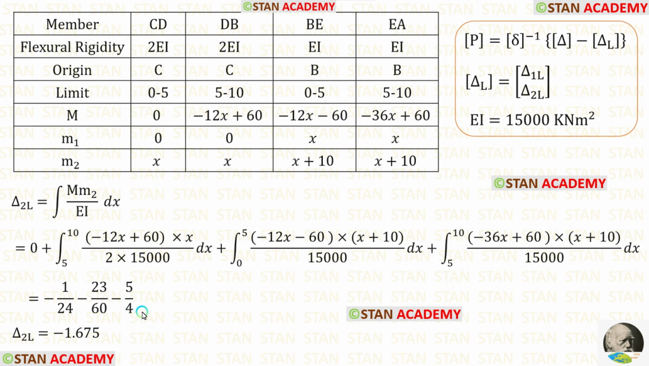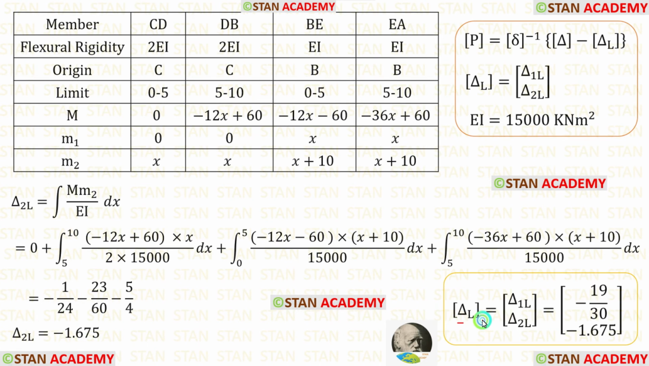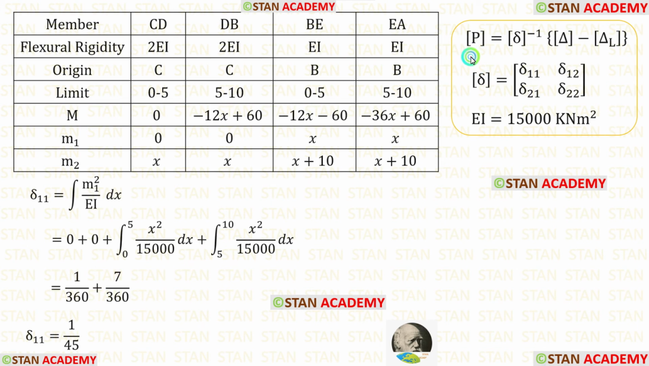Now let us use the calculator and get these three values. Let us add these three values. After adding, we are getting minus 1.675. In the delta L matrix, we have found delta 1L and delta 2L. Let us apply the values. In this formula, now we are going to find the flexibility matrix.